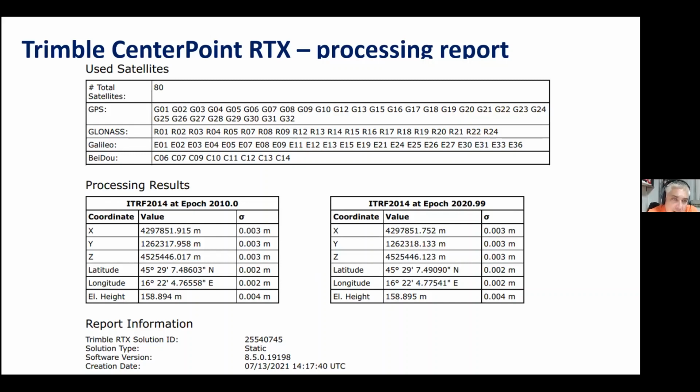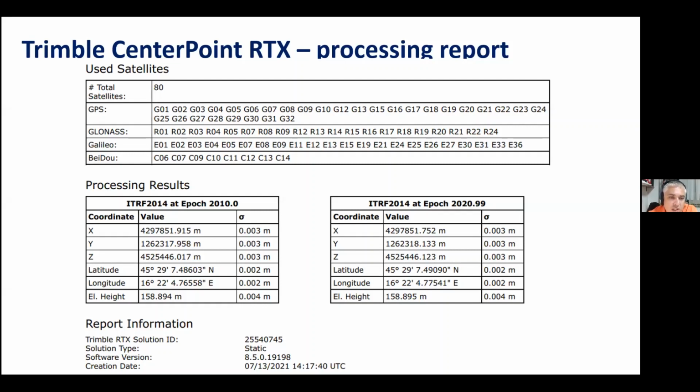What satellite data were in my observation file? There were altogether 80 satellites, being GPS, GLONASS, Galileo, and BeiDou. You can see, of course, the PRN of all those satellite vehicles. And you can see that GPS is the most populated one.